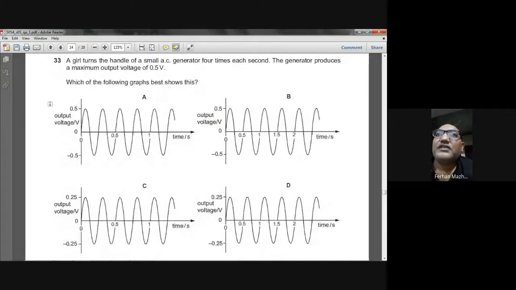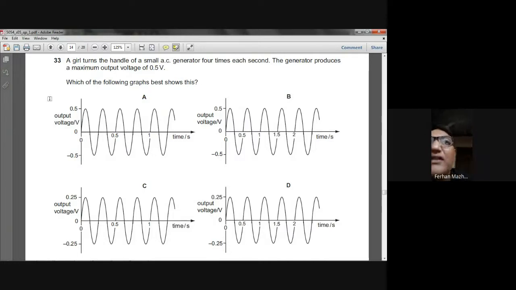Here we go, the next question, 33. A girl turns the handle of a small AC generator 4 times each second. The generator produces a maximum output voltage of 5 volt. Which of the following graphs best show this?